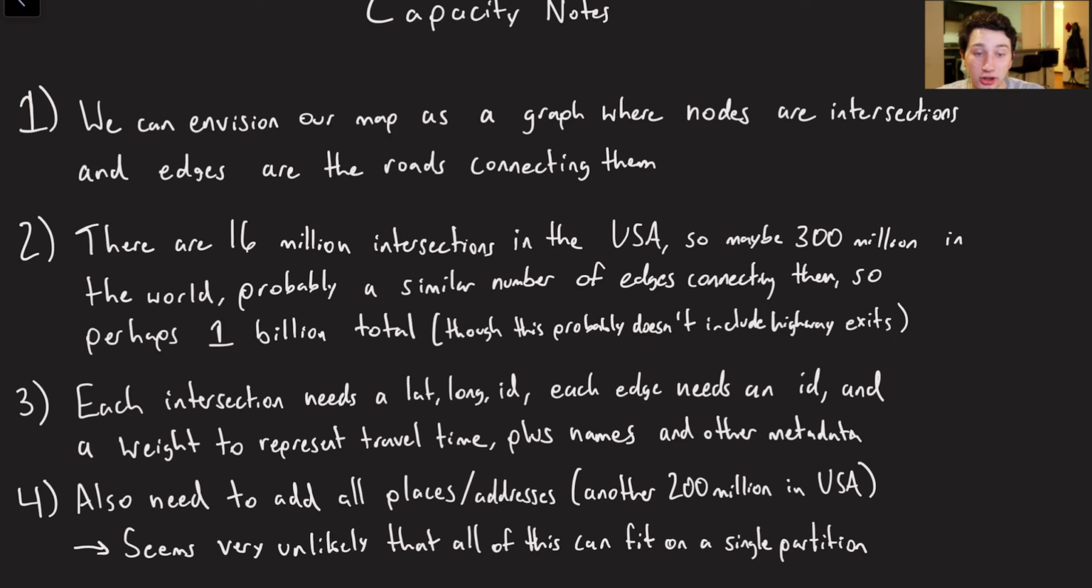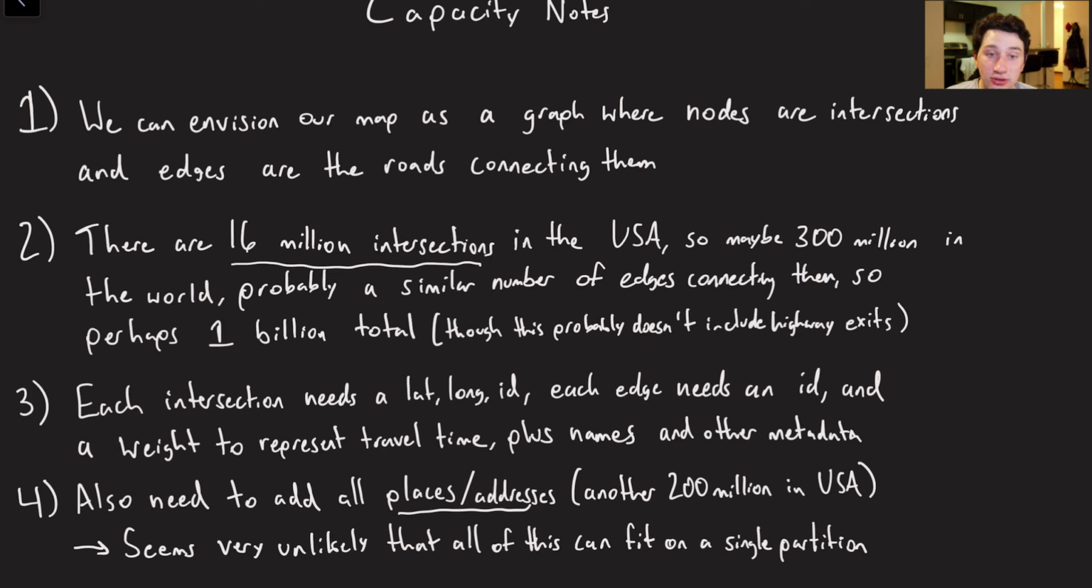So if we decided to model our problem, every single intersection is going to be a node, and every single highway exit is going to be a node, and every single place or address is also going to be a node on our map, then all of the roads that we can take between those are going to be edges.